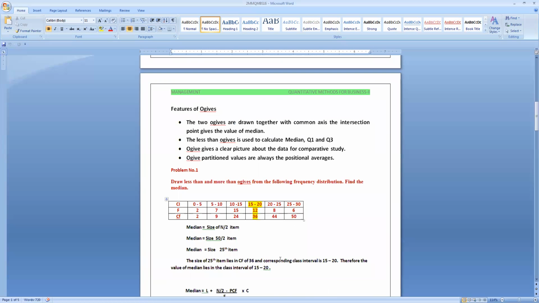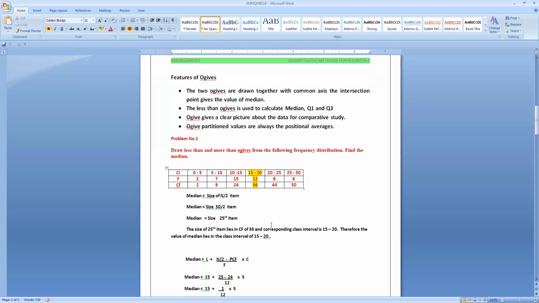When we are going to calculate the OG curves, we should remember these features. The two ogives are drawn together with the common axis. The intersection point gives the value of median. And the less than ogive is always used to calculate the median, first quartile Q1 and third quartile Q3. The ogive gives a clear picture of the data for comparative study, and the ogive partitioned values are always the positional averages.